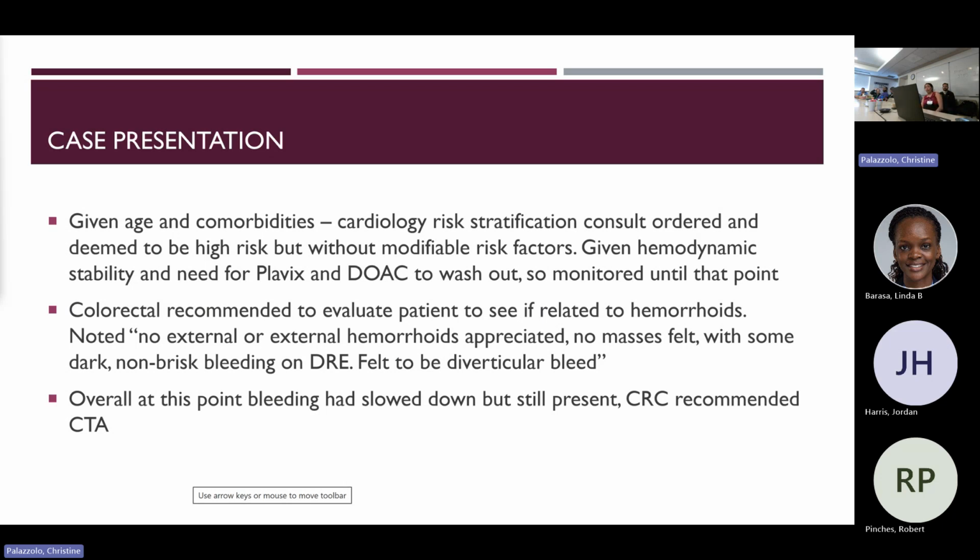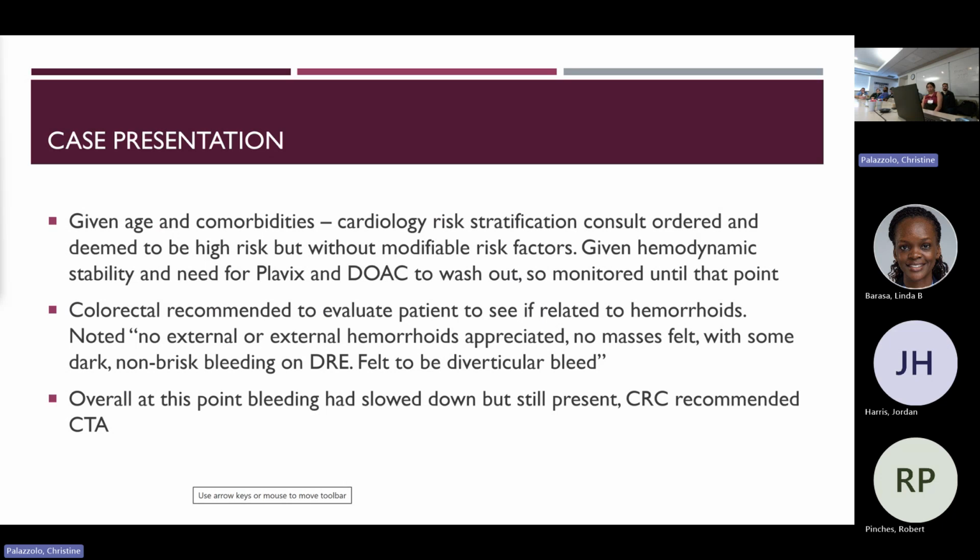So given her hemodynamic stability, she was on Plavix, DOAC. We do need some time for that to wash out, right? Because if we're going to do an intervention on something, I'm not able to use thermal therapy as much if she has all these blood thinners still in her system. So we just monitored her at that point, and then kind of was going to wait to see what happened in the washout period.